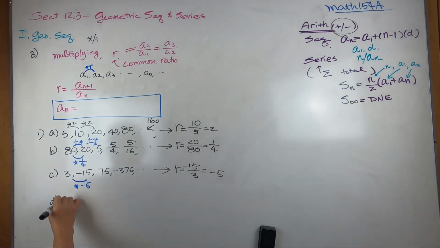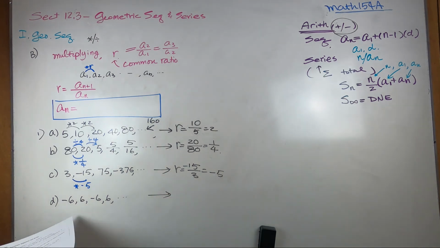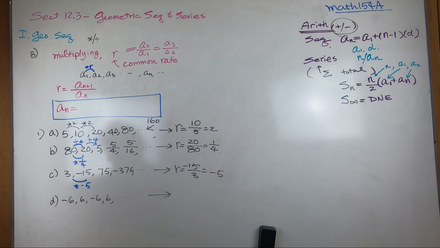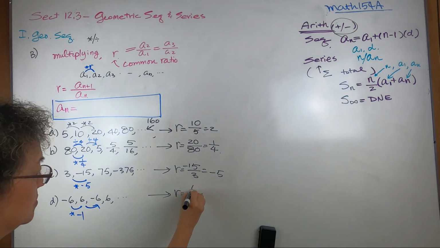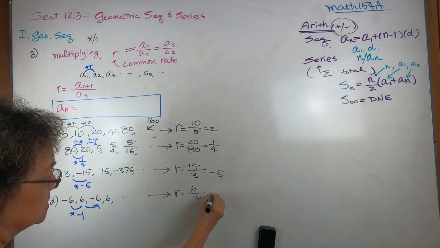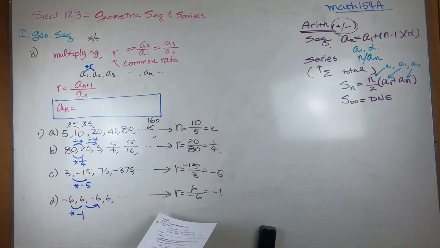How about the next one: 6, -6, 6. Would you call this a geometric sequence? Take a look. Can we make it happen by multiplying by some number? -1, right? So the way to find our r would be -6 divided by 6, which would be our -1.